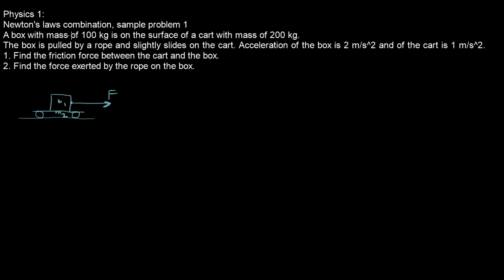A box with mass of 100 kilograms is on the surface of a cart with mass of 200 kilograms. So this is the box, this is the cart. The box is pulled by a rope. This is the rope, and it slightly slides on the cart. That means there is not enough friction between the cart and the box. Acceleration of the box is 2 meters per second square, and of the cart is 1 meters per second square.